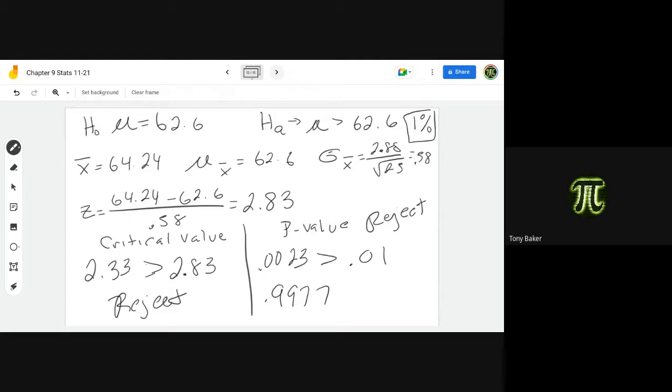Which is why I'm taking all this time to go through and do this, because it is the most important part of this whole lesson. All right, any other questions with that, before I give you another problem to try on your own?